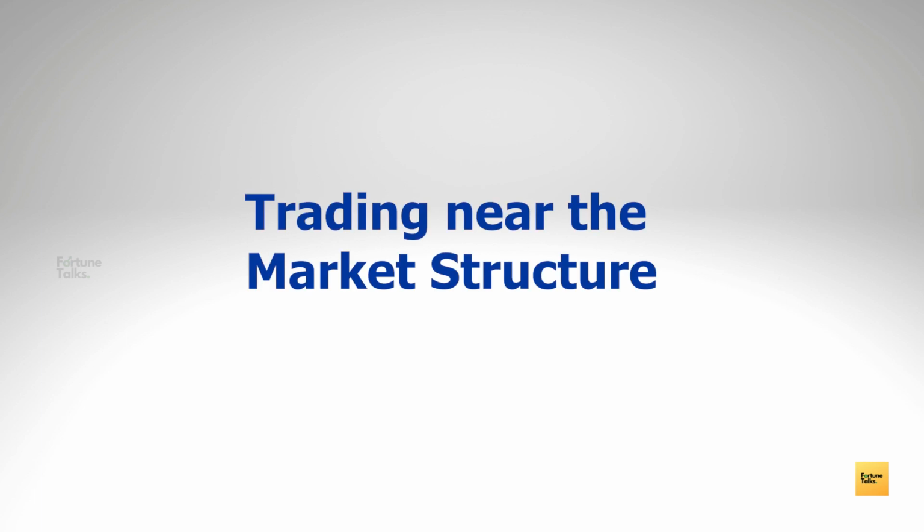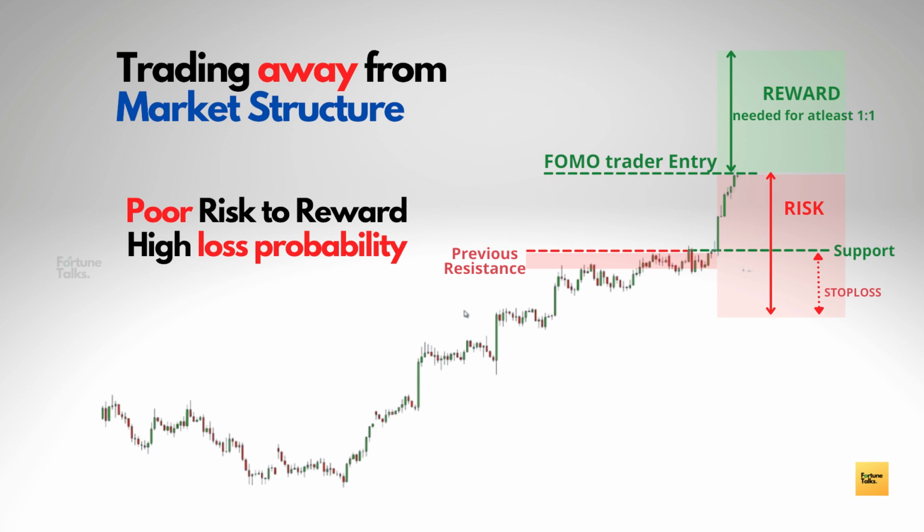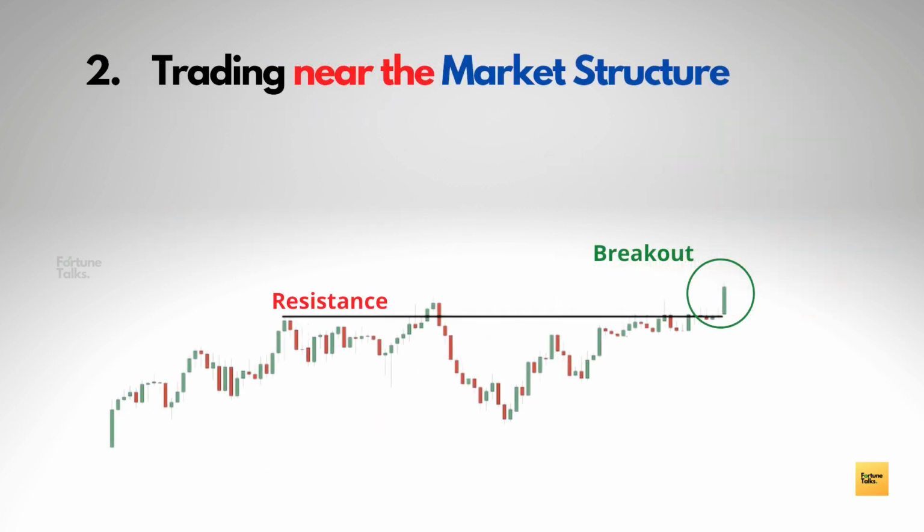Earlier we have discussed that when the price is very far away from the structure, it doesn't really make much sense because your stop loss is so large and you will get a very poor risk to reward. But what if you are trading the breakout when it is near the structure? In this example, you can see an area of resistance.